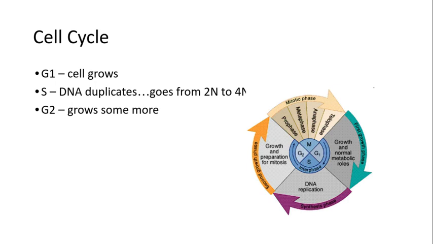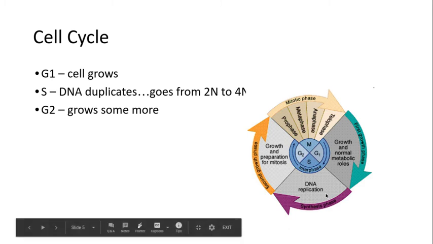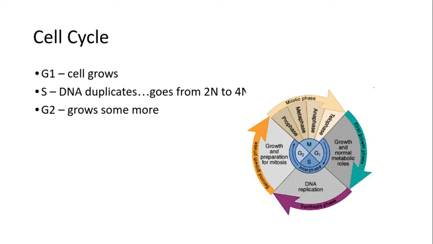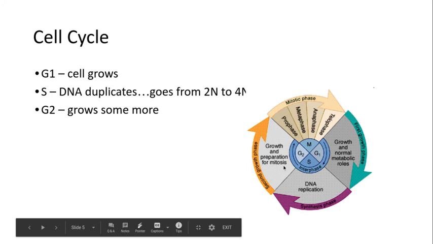All right, just know about the cell cycle, just the generals of it. So G1, this right here, is when it grows. S phase is when the DNA duplicates or it goes from 2N to 4N. All right, and then G2 is when it grows some more. All right, just know that.